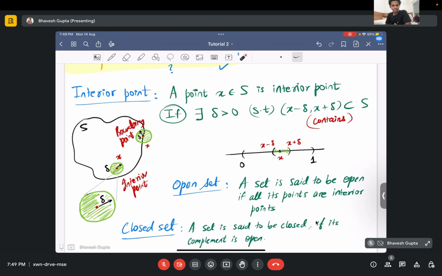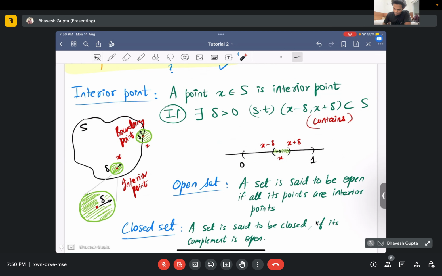Okay, so a set is said to be an open set if all its points are interior points. So you might have a situation in which you have these boundary points, and you hope you don't have these boundary points in your given set. If you have these boundary points in your given set, then you might not have an open set, right?